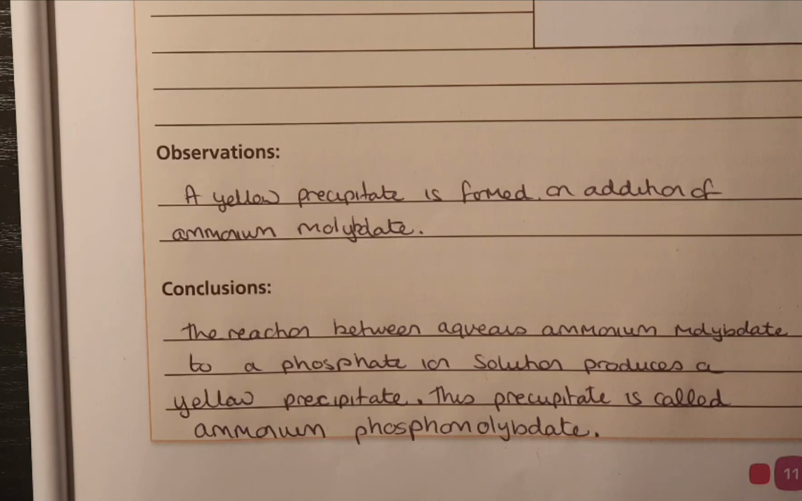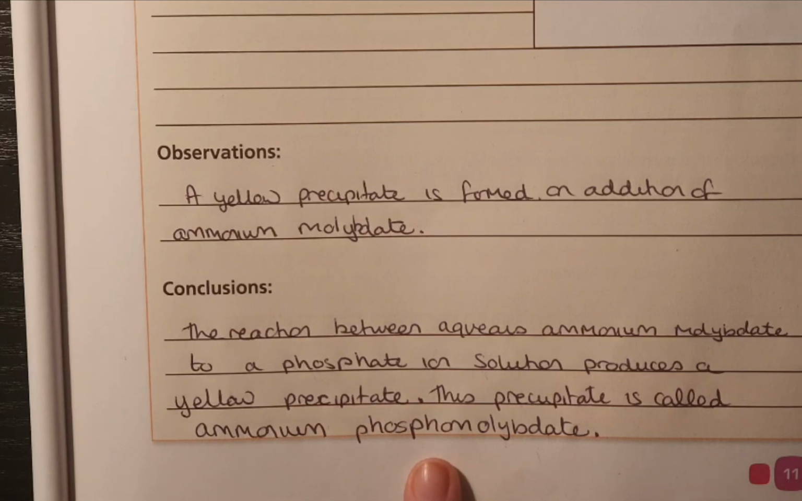That yellow precipitate is very characteristic of our ammonium phosphomolybdate. So we can see there that that yellow color shows us that there's a phosphorus, that phosphate there. There's a phosphorus ion within the test tube. And that's it for those few experiments.